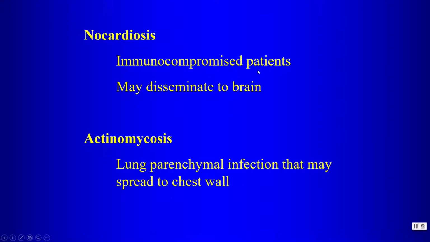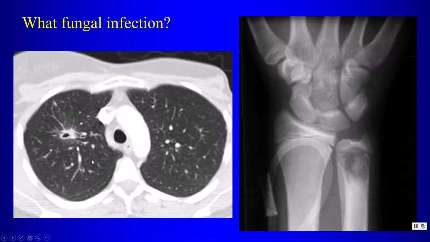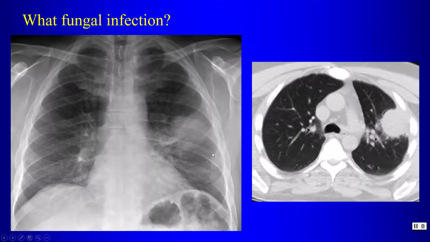Nocardiosis affects immunocompromised patients. This can disseminate to the brain. And actinomycosis, this can affect immunocompetent patients, but the important thing to remember is that this is a lung parenchymal infection that can spread to the chest wall. So if I tell you that this is a fungal infection, and here we have a patient with a cavitary lesion and a bone lesion, well, you should think of blastomycosis.